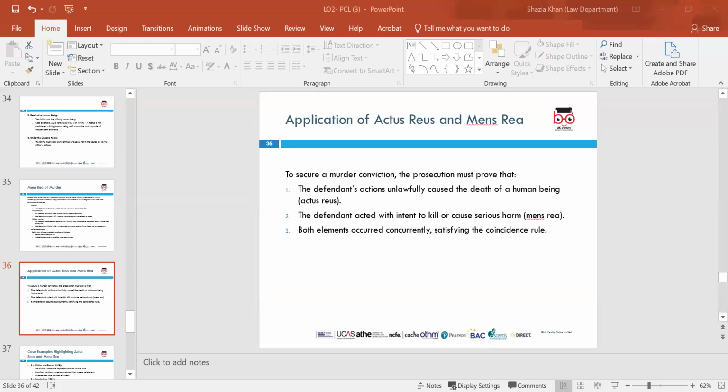So to secure a murder conviction, the prosecution must prove that the defendant's actions unlawfully caused the death of a human being, which is the actus reus, and the defendant acted with intent to kill or cause serious harm, which is the mens rea. Both elements, like we mentioned, should be concurrent with each other. In general, it consists of two elements. There must be concurrence between the guilty mental state and the guilty act. This means that both elements must occur at the same time, or at essentially the same time.